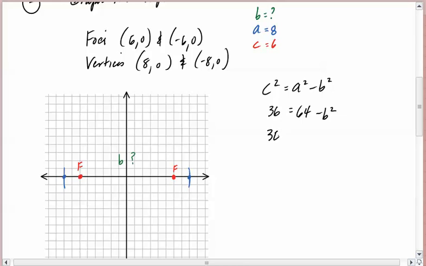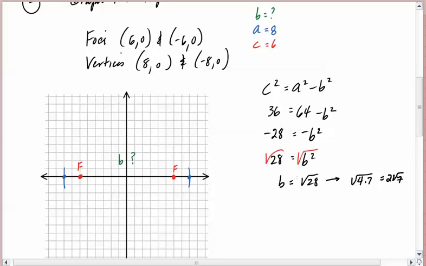We have 36 is equal to, pardon me, so we have negative 28 is equal to negative B squared. I subtracted 64 from both sides. I'm going to divide by negative, and I get B is equal to the square root of 28. Now, you never want to leave these unsimplified. I know that a 4 is in there hiding, and so I'm going to say that that's 2 square roots of 7.